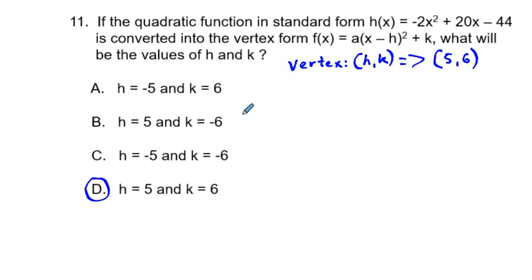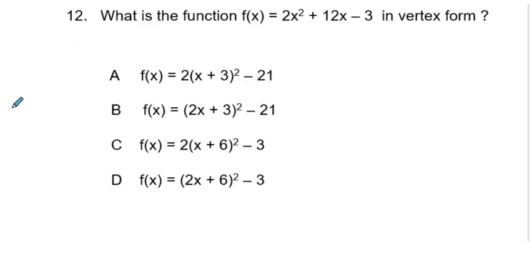Okay, so that's going to be number 11. Next one we get to is number 12. What is the function 2x squared plus 12x minus 3 in vertex form? I really saw my advanced students on this one use completing the square, and so I'm just going to go ahead and do it this way, even though you can graph each of these in the calculator separately and check which one is right.